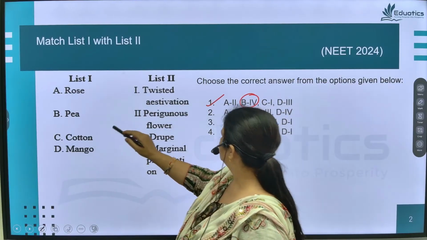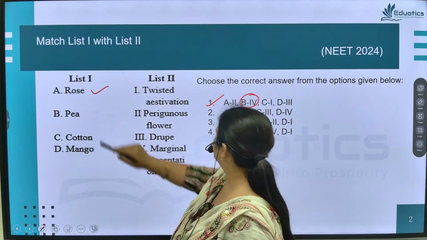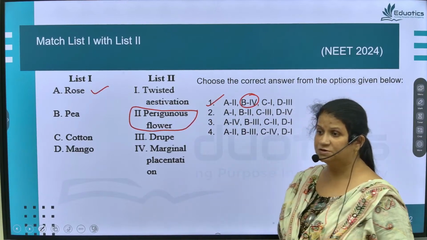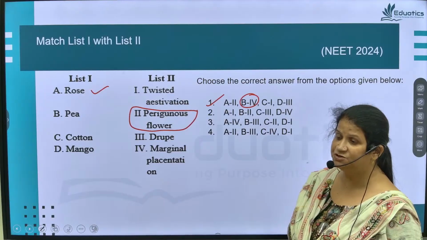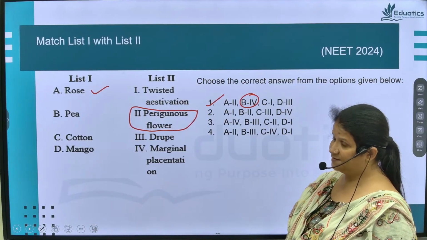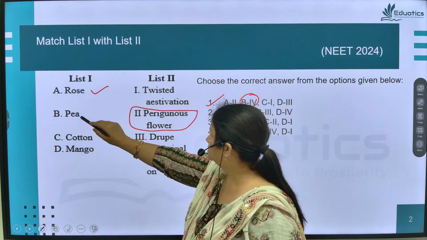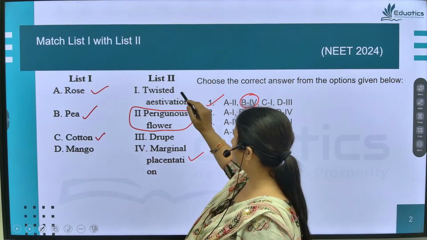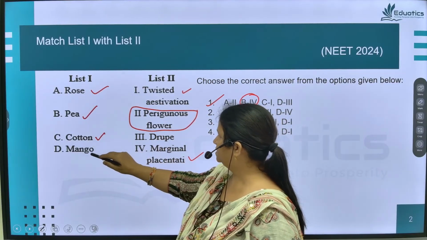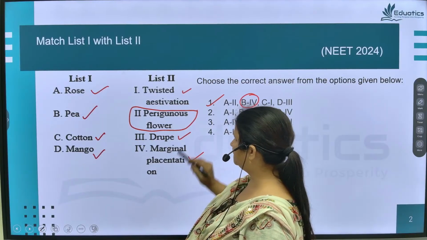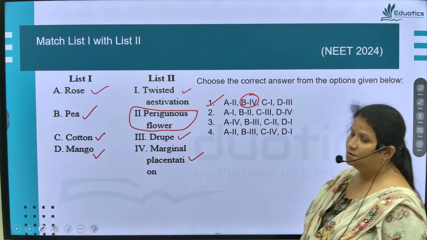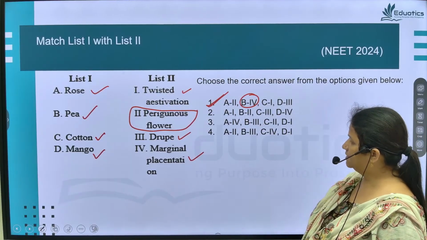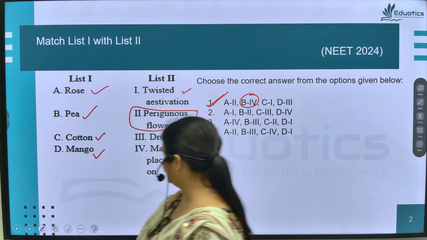Let's match. Rose is a perigynous flower. In the perigynous flower, we talk about three examples: plum, peach, rose, according to NCERT, right? P goes for the marginal placentation. Cotton has twisted aestivation, and mango is a drupe fruit which develops from the monocarpellary superior ovary. So option A will be the correct answer in this case, right?